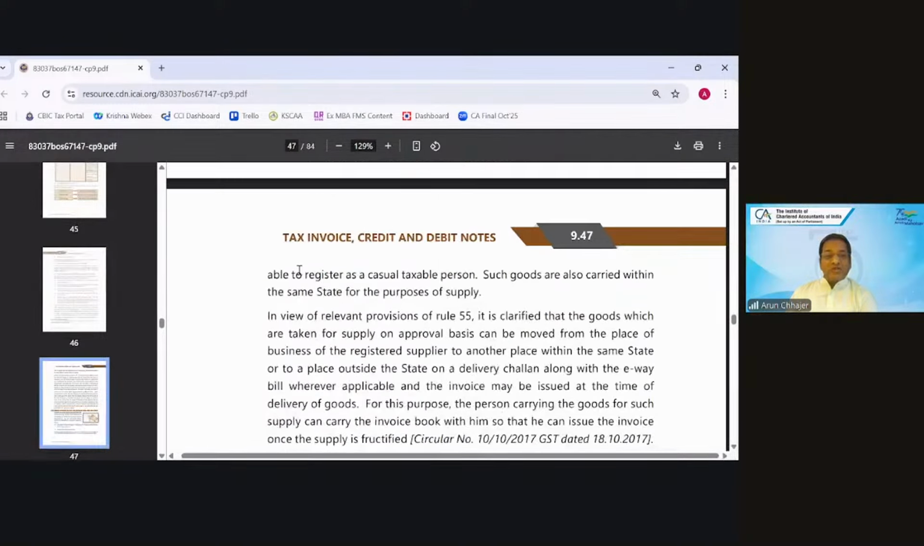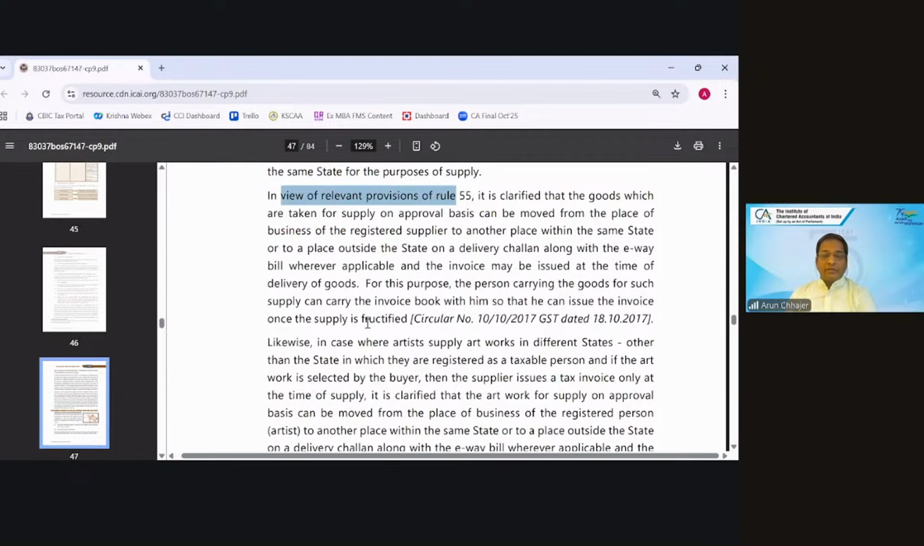The supplier is not able to register as a casual taxable person. Such goods are also carried by non-resident taxable persons. मेरे क्वेश्चन का आंसर था. And such goods are also carried within the same state for the purpose. In view of the relevant provision of Rule 55, it is clarified that goods which are taken for supply on approval can be moved from the place of the registered supplier to another place within the state or outside the state on the basis of the DC, along with e-way bill wherever applicable. And invoice may be issued for such supply.